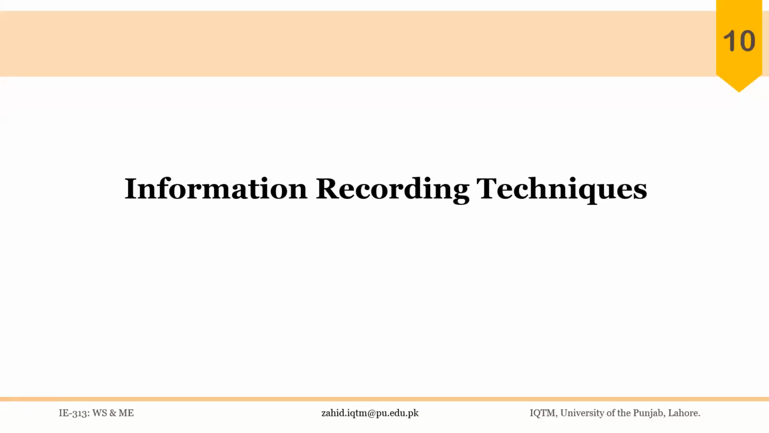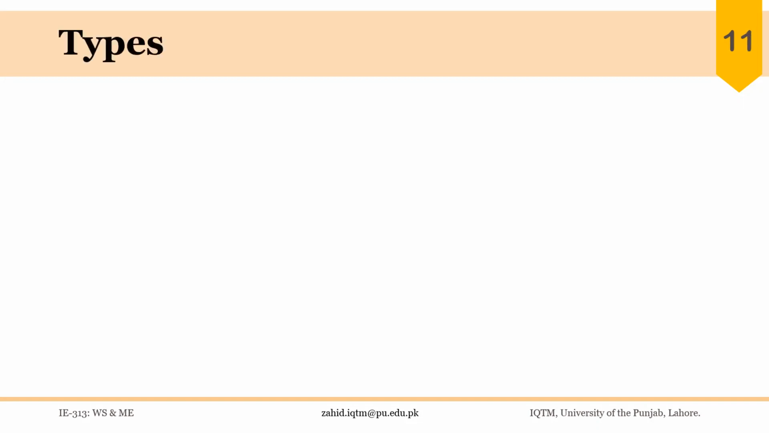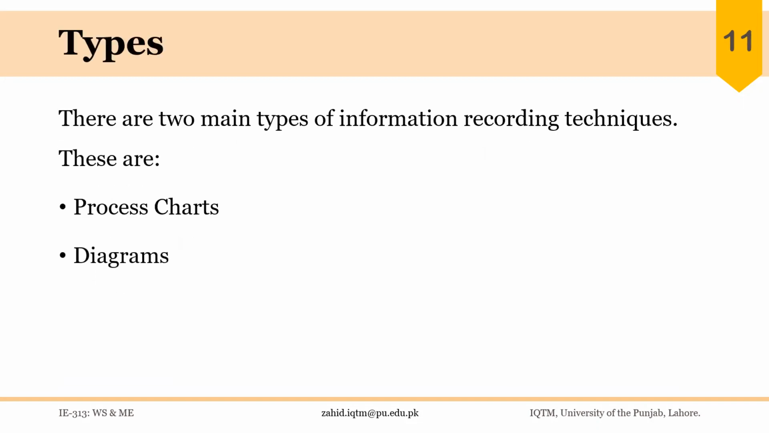Welcome back. Now we will start discussion on some information recording techniques that are used in process design or improvement. There are two main types of information recording techniques. These are process charts and diagrams. And we will discuss a number of charts and a number of diagrams.